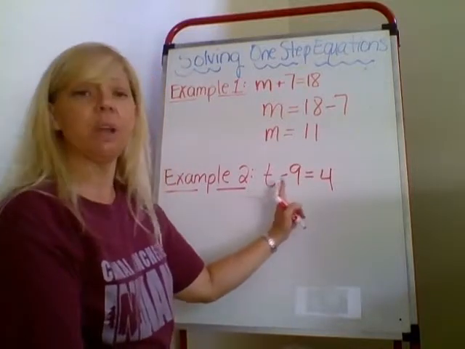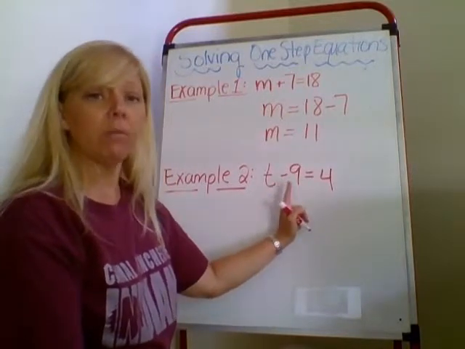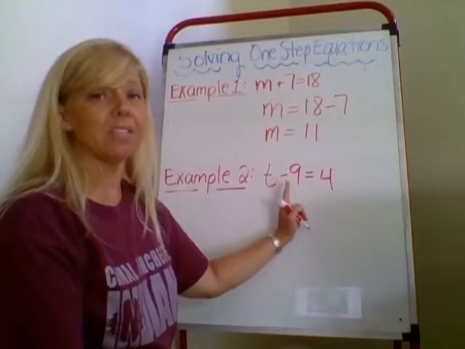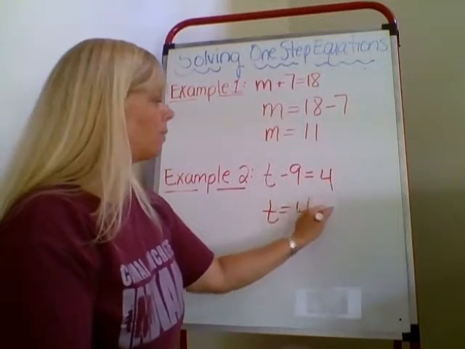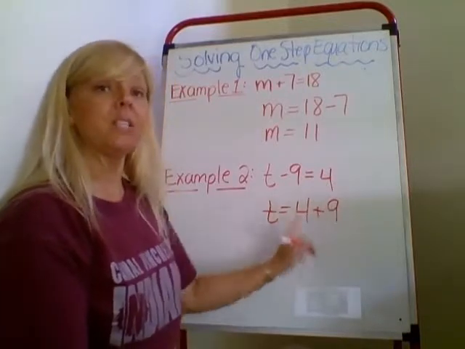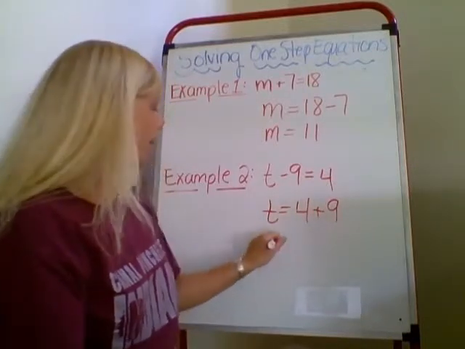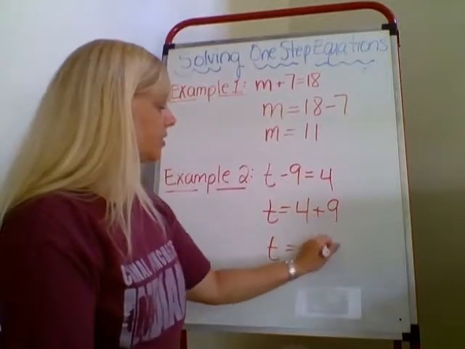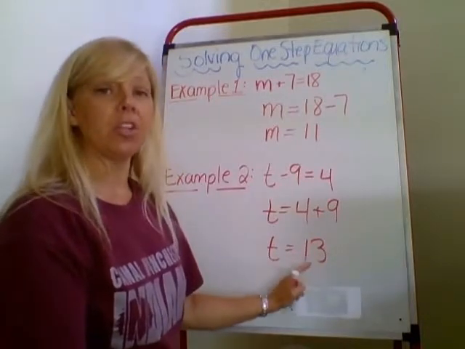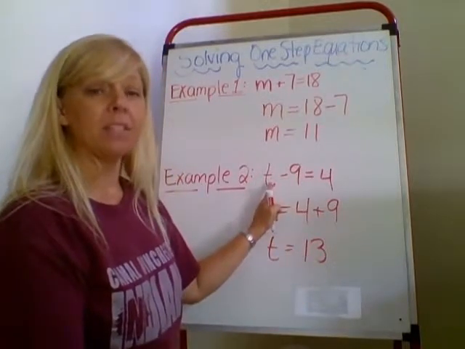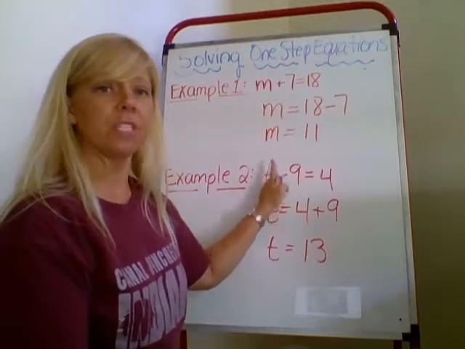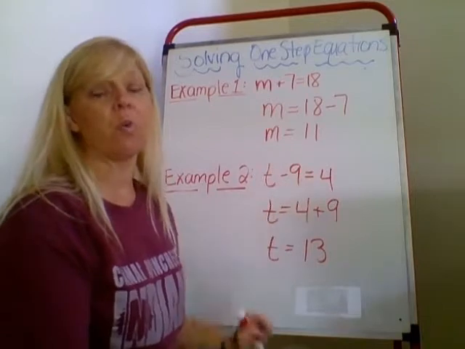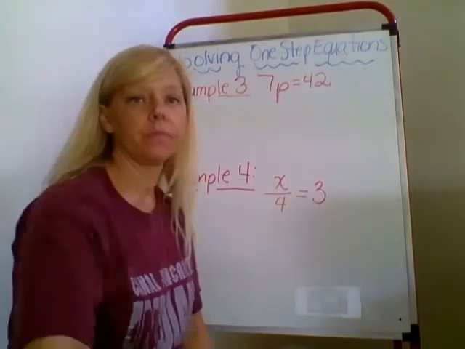Okay, so in example 2, I have a subtraction problem. So I can rewrite my fact family as an addition problem. So t now becomes 4 plus 9. Since 4 and 9 are like terms, I can add them. So t is 13. Again, I want to take 13 and replace it back into my original problem and make sure that I did everything right. 13 minus 9 is 4, so I know that is correct.